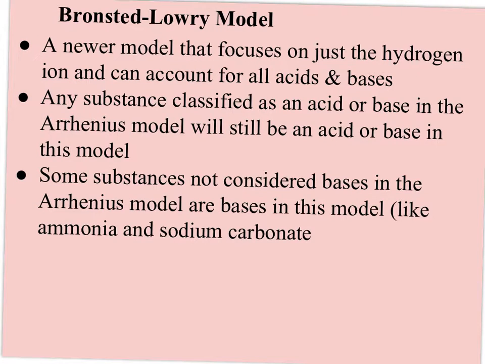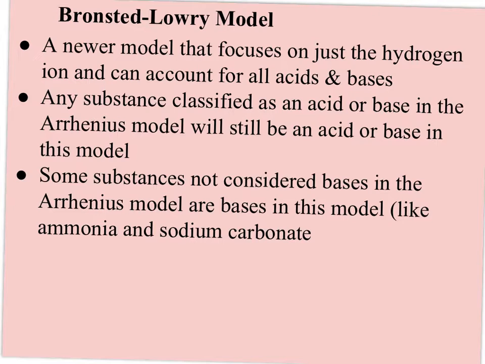So the newer model is the Bronsted-Lowry model. Two separate people were working on this and had basically the same idea, so they combined their ideas and named it for both of them. It focuses on just the hydrogen ion, and it accounts for virtually all acids and bases. Any substance classified as an acid or base in the Arrhenius model will still be an acid or base in this model. So you can still look at a substance first and see, does it have H plus or OH minus to donate? And if it does, you can classify it as an acid or base.